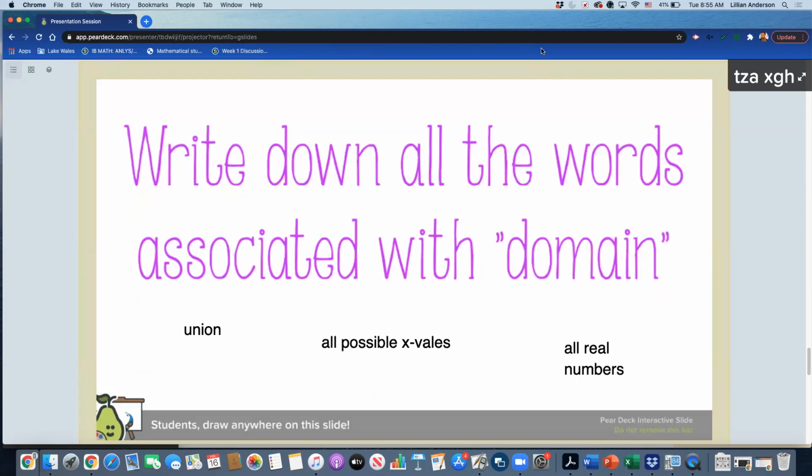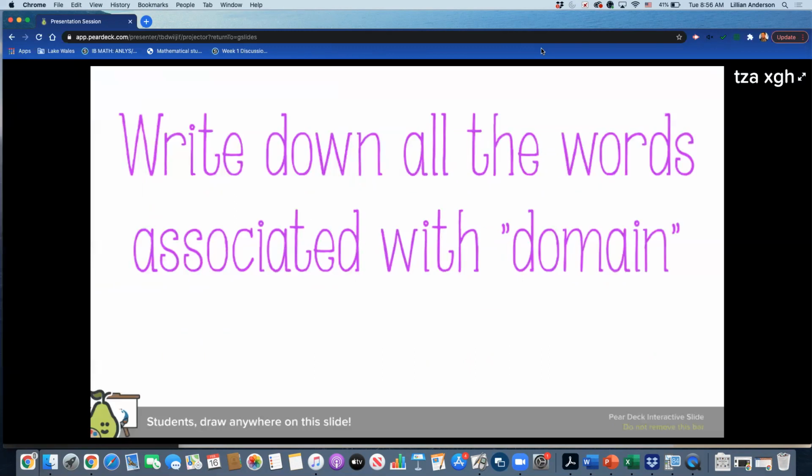Oh, I like this one right here, union. When would you use a union? When there's an asymptote in your graph, essentially when there's a break in your domain, which is your X values. How far left, how far right is the graph defined? Very nice, very nice.